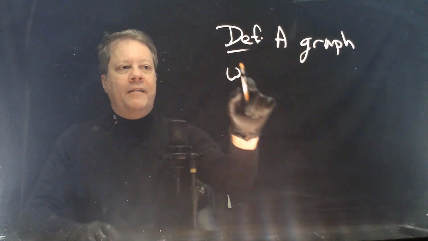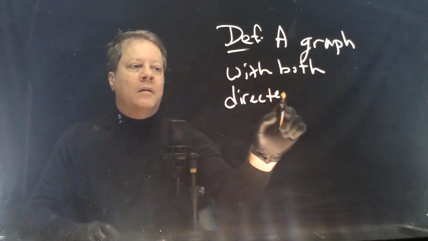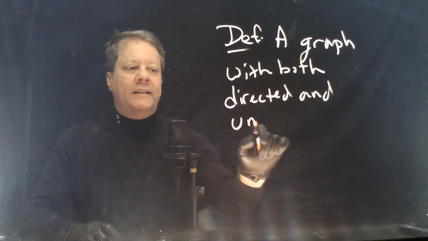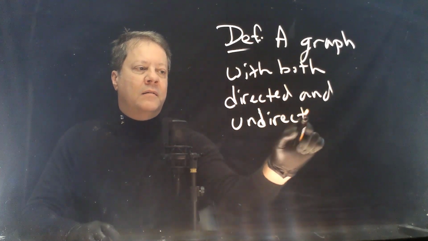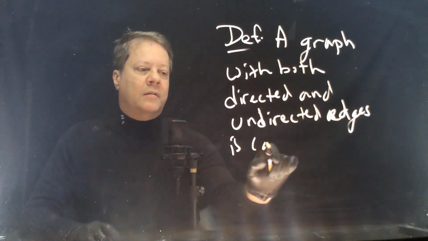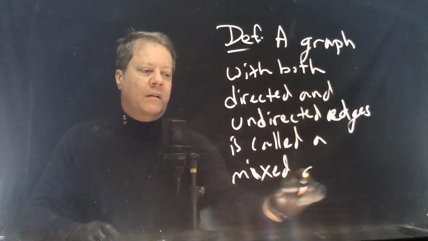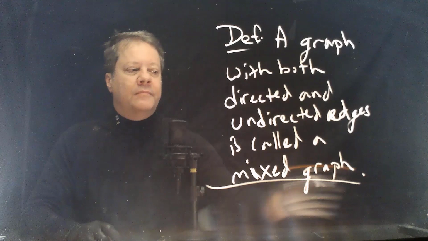A graph having both directed and undirected edges is called a mixed graph. There are a number of interesting examples of the use of graphs in your text, and so I suggest that you go read those examples out of your text. But now some more terminology.